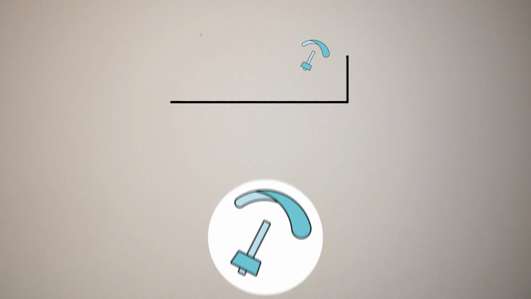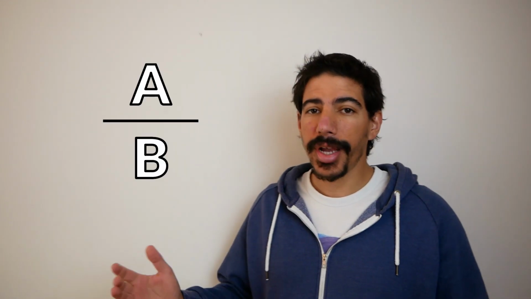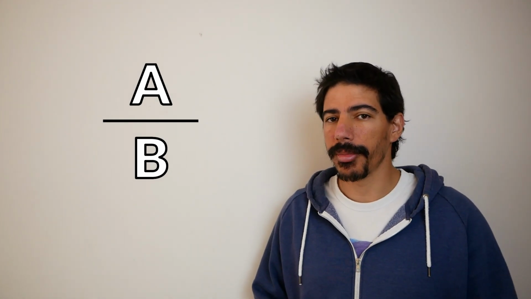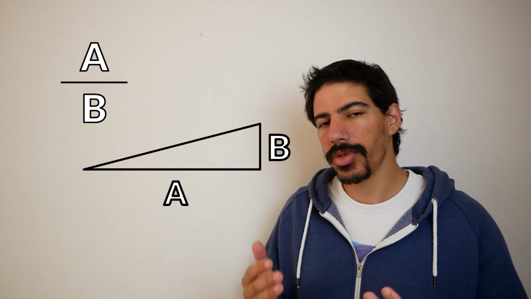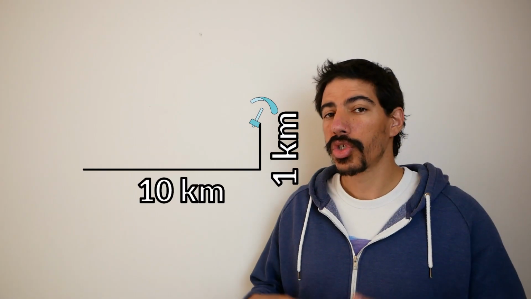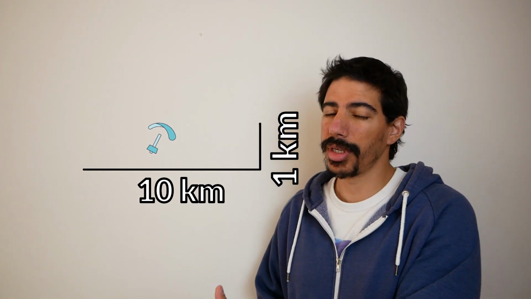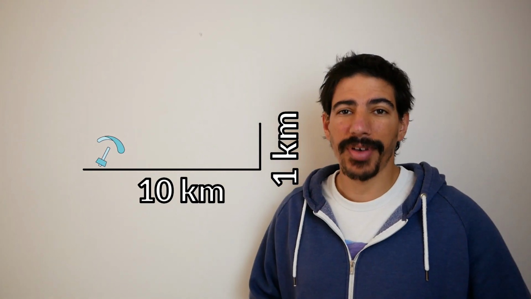This week on Basics, we're talking about glide ratio. So what is glide ratio? Well, a ratio is just a division between two numbers, and glide ratio is usually the horizontal distance divided by the vertical distance. So when you're on a glide, it gives you an idea of how much distance you can cover for a given unit of height.